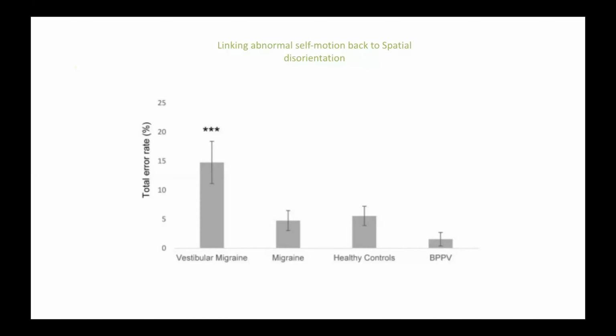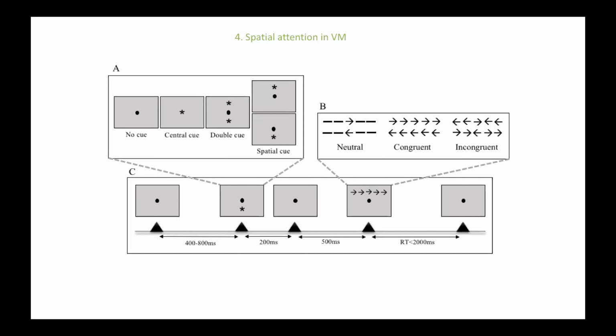Having established this, and given that spatial attention is key to orientate yourself in space, we proceeded to investigate whether vestibular migraineurs have abnormal allocation of spatial attention. So we used a task called the Posner task. In this task, you are given some sort of cue or no cue. Here there's no cue. Here there's a cue that something is about to happen. Here's a double cue, something is really about to happen. And this is a spatial cue that something is about to appear in the opposite hemisphere, so up here, or in this example, down here.